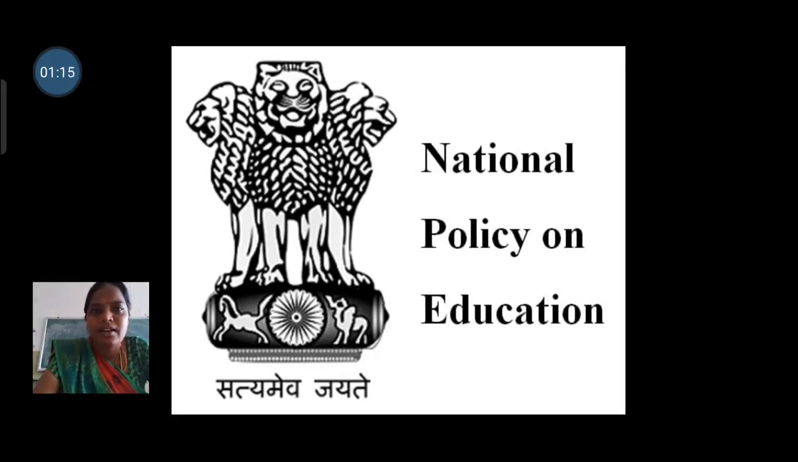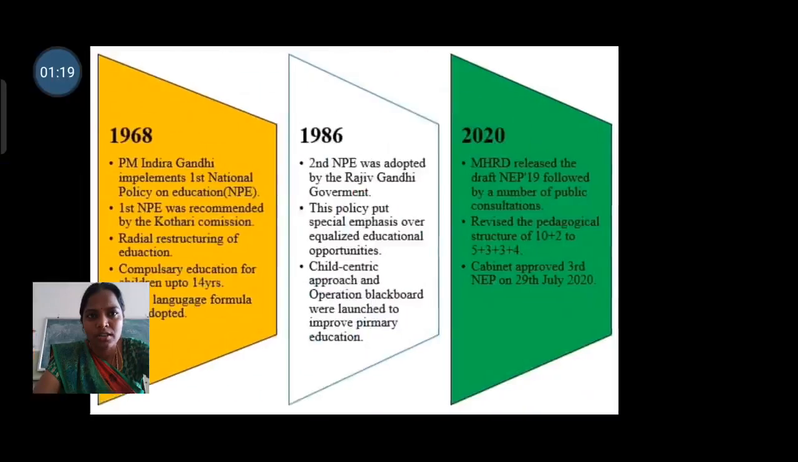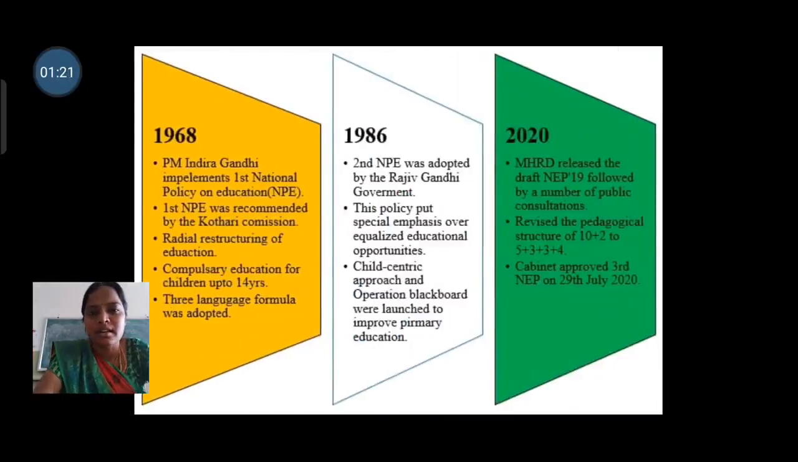National policies on education. In that topic we have a number of policies. Among those, these three policies play a predominant role. We can say these are the milestones. So the first one is NPE. It was introduced in the year 1968 by our former Prime Minister Indira Gandhi Madam. She introduced this NPE under the recommendation of the Kothari Commission.